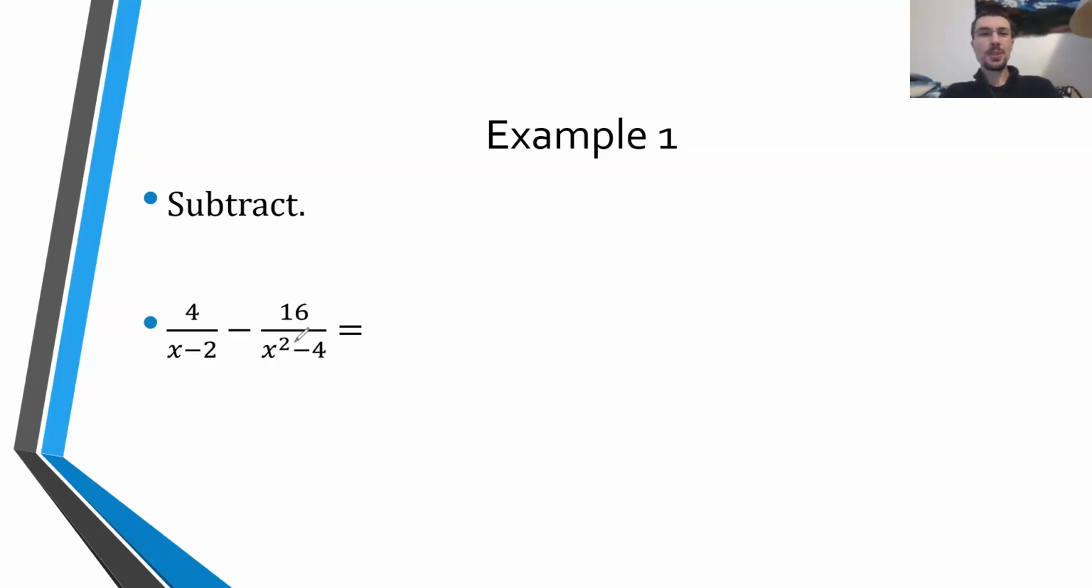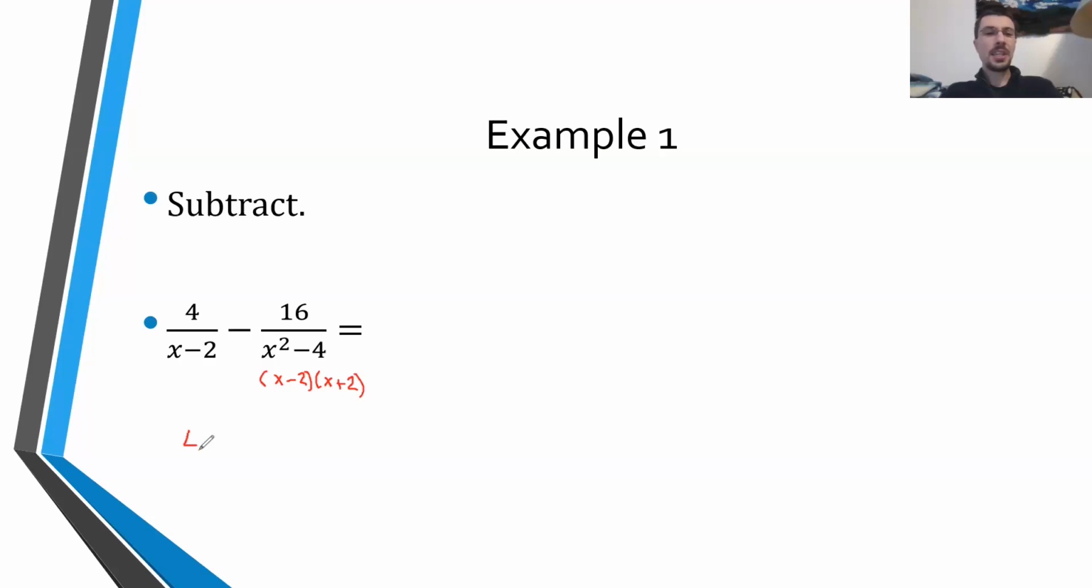What I would do first is factor this second fraction's denominator. X squared minus 4 factors to be x minus 2 times x plus 2. It's a difference of squares.